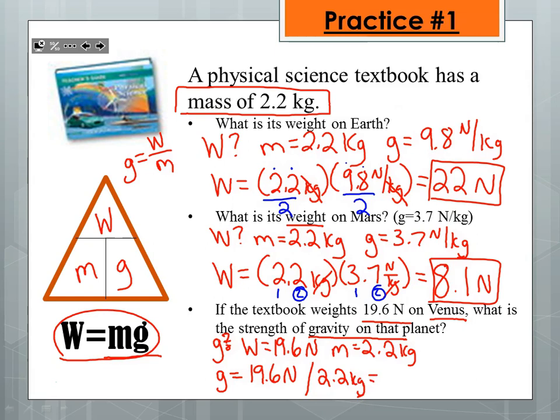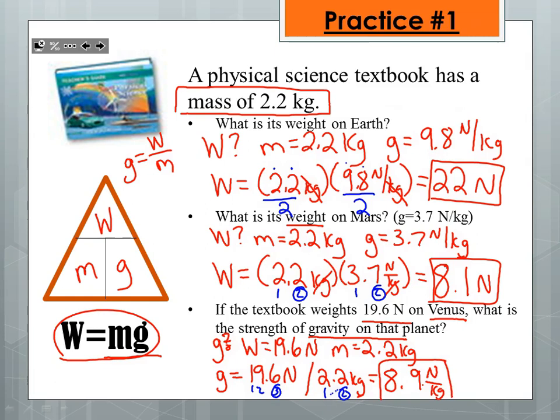I'm going to take the 19.6, divide it by the 2.2, and I get 8.909090909. Well, I don't need all those digits because they're not significant. I need to figure out how many are significant. I've got 1, 2, 3 here, and 1, 2 here, and I take the lower of the two numbers. So it's going to be 8.9 newtons per kilogram.